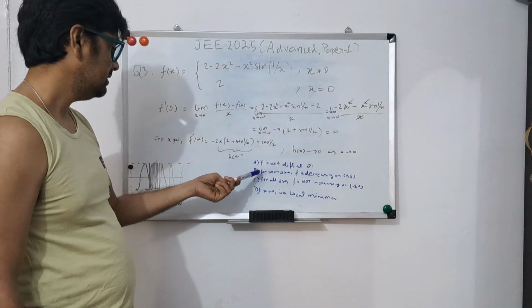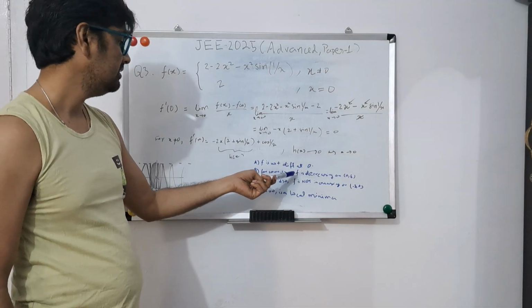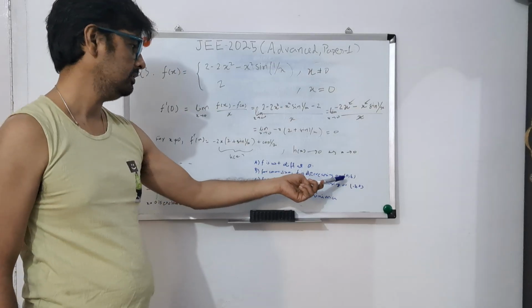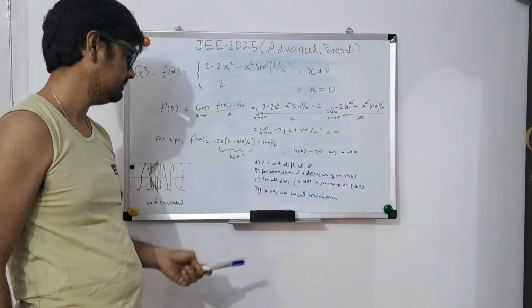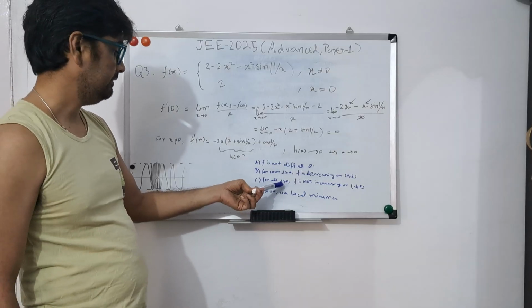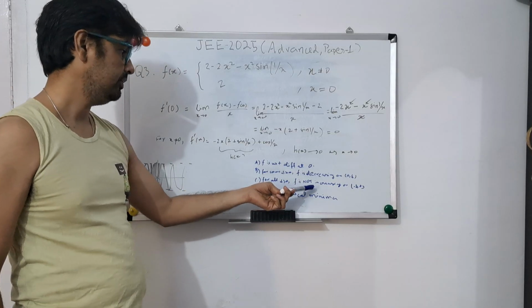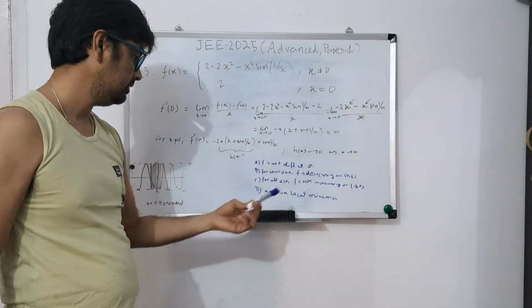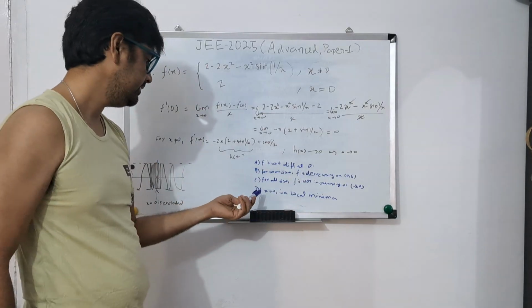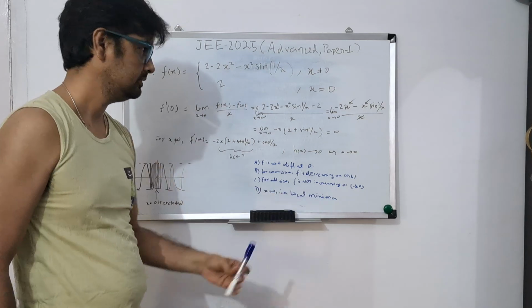Option B is there is some positive number delta such that f is decreasing on the interval 0 to delta. Option C is for all positive number delta greater than 0, f is not increasing on minus delta to 0. And D is x equal to 0, 0 is a local minima of this function.